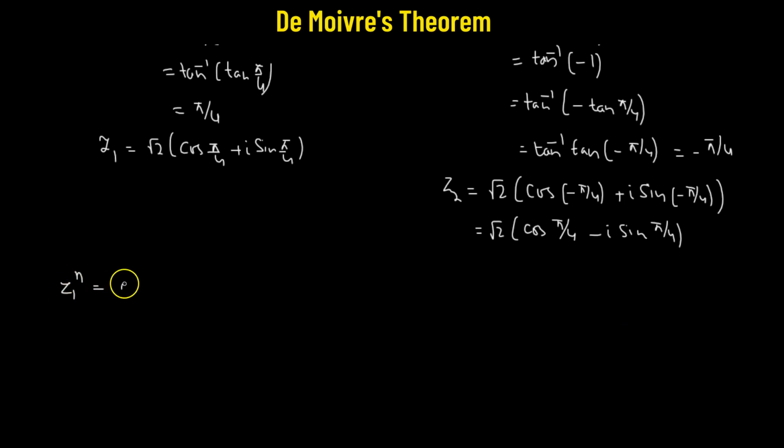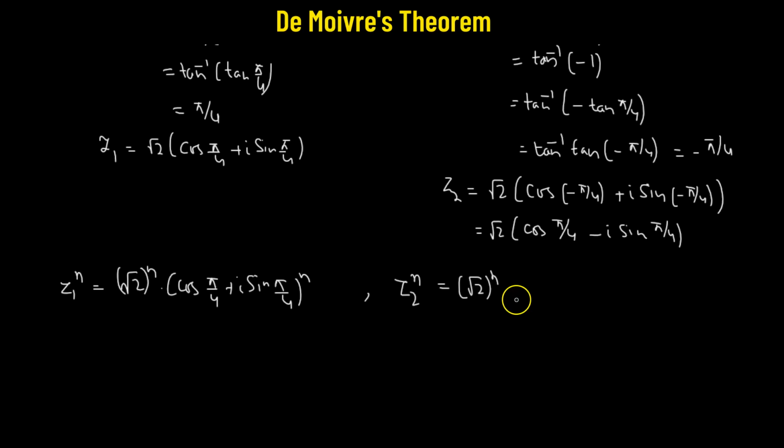So that means we have (square root of 2) whole raised to the power of n multiplied to (cosine of pi over 4 plus iota times sine of pi over 4) whole raised to the power of n. Similarly, we'll also raise z2, our complex number, to the power of n. So that means we have (square root of 2) raised to the power of n multiplied to (cosine of pi over 4 minus iota times sine of pi over 4) whole raised to the power of n.